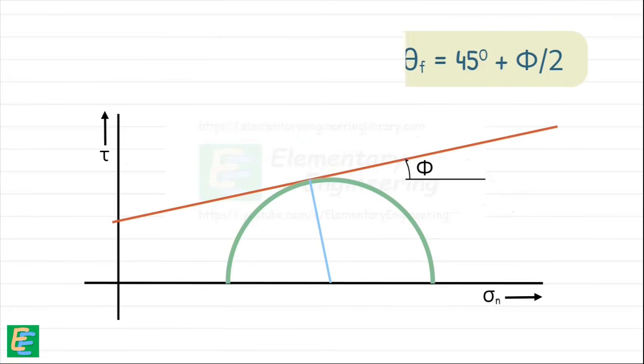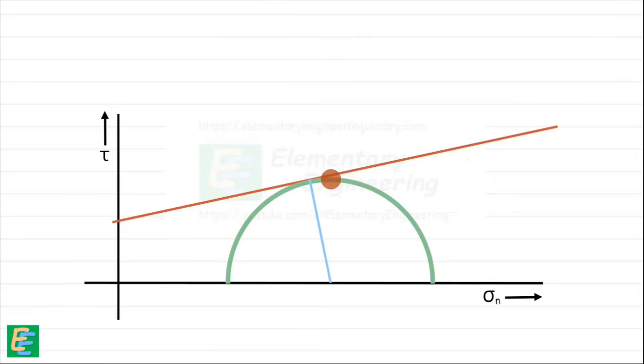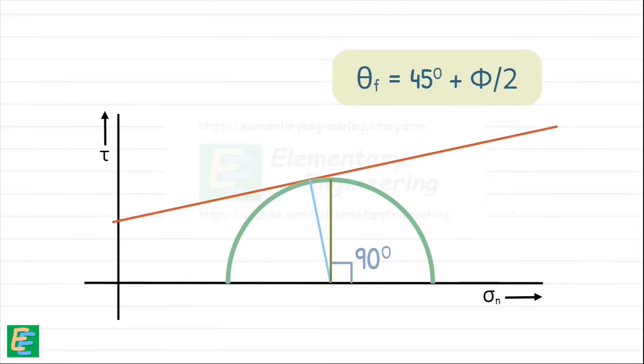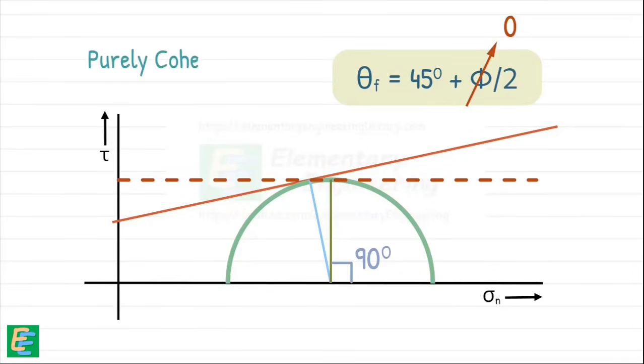Now this is interesting. Soil does not fail on the plane on which the shear stress is maximum, and that is at angle 45 degree from the principal plane. Failure angle theta f becomes equal to 45 degree only when phi is 0. That is when soil provides no internal resistance due to friction and the Mohr envelope is a horizontal line. This will happen in the case of so-called purely cohesive soils.